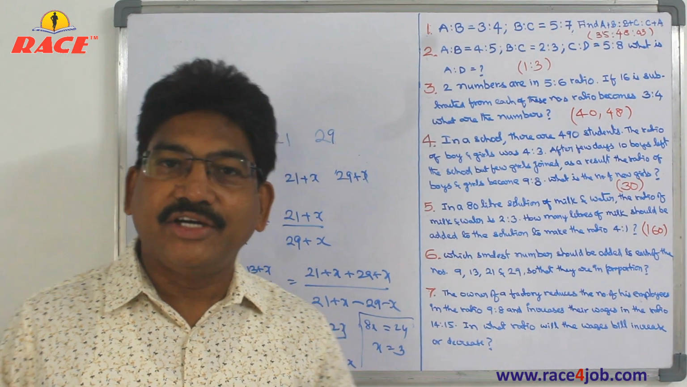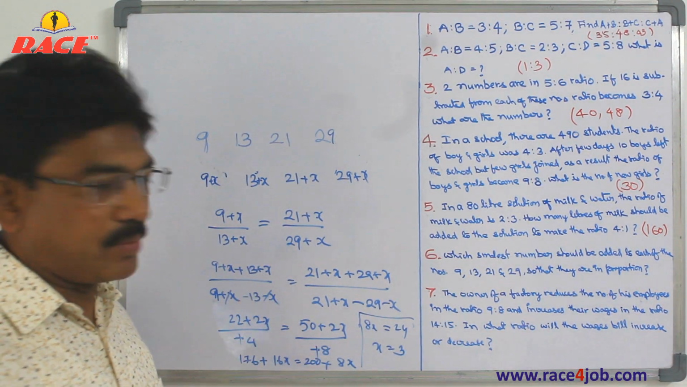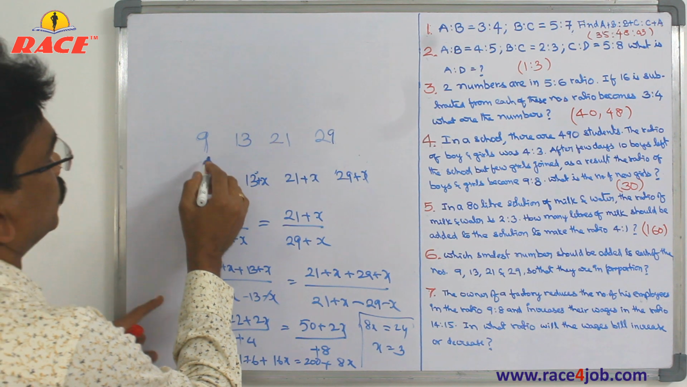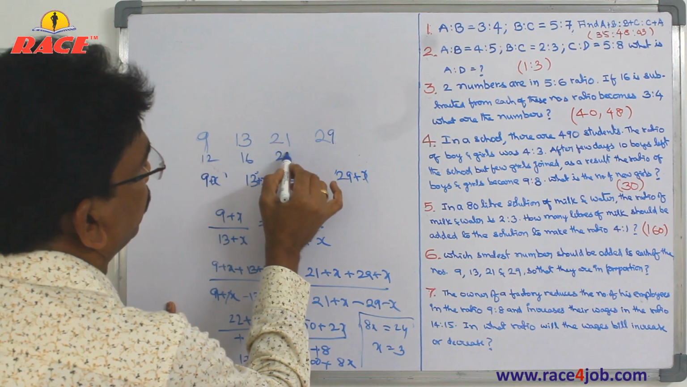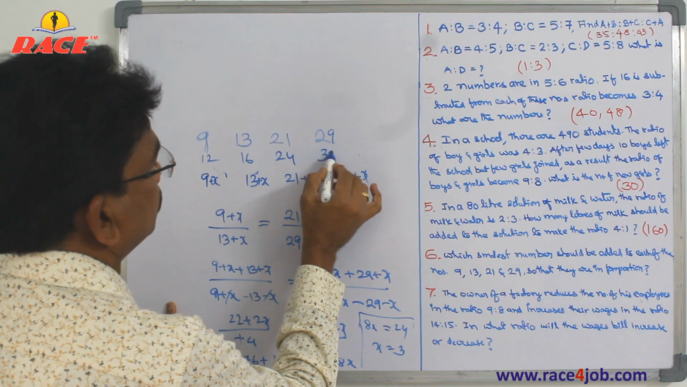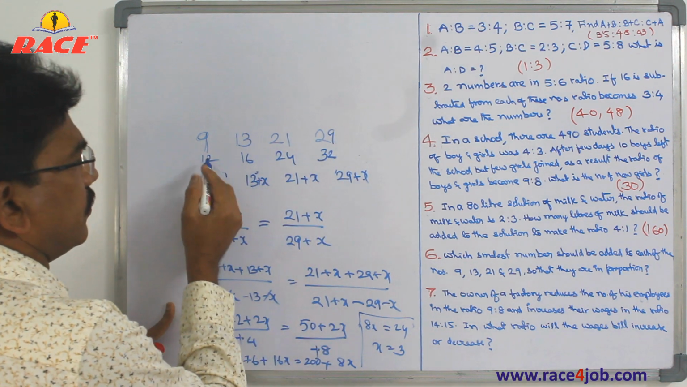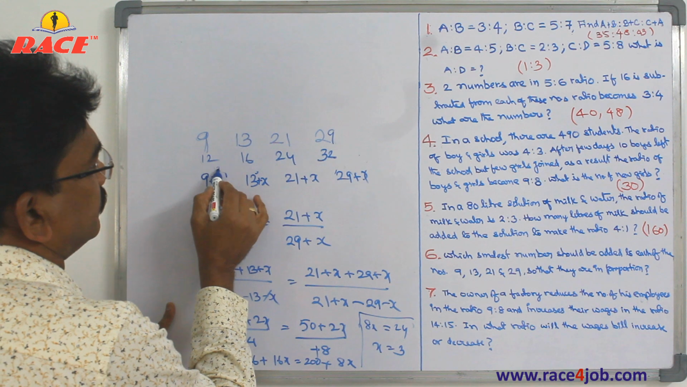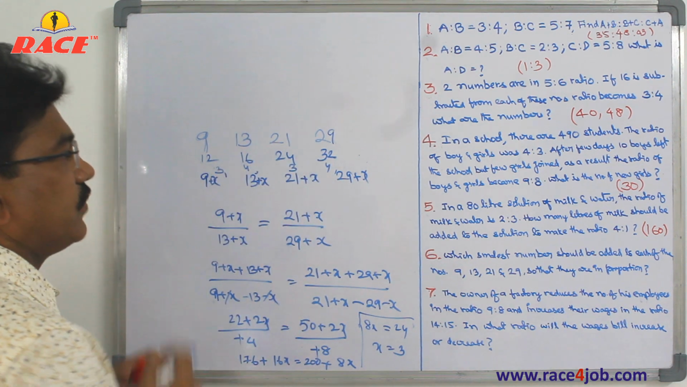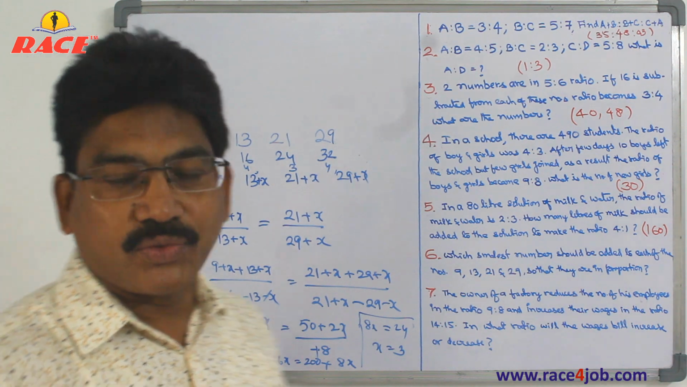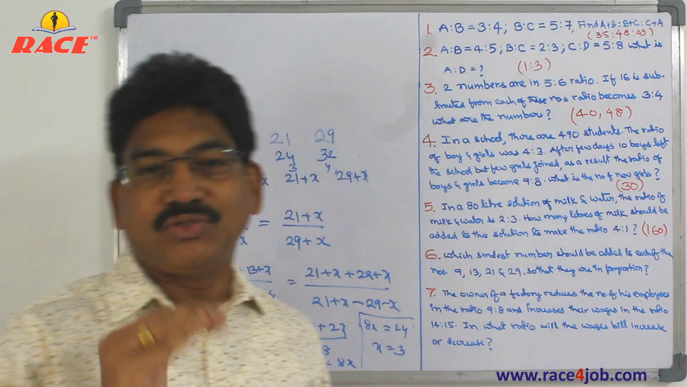So 3 should be added to each of the terms. Then they make a proportion. If you add 3, what happens? So this becomes 12. This becomes 16. Plus 3 is 24. Plus 3 is 32. Okay? See, 4 3 times, 4 4 times. 8 3 times, 8 4 times. Then 3 is to 4, 3 is to 4. So 3 should be added to each term. This is the way to solve the question.